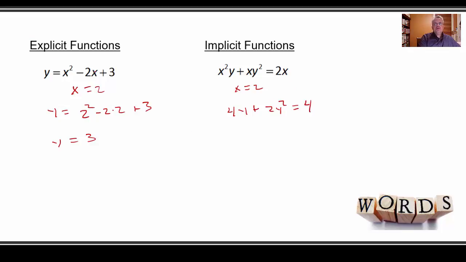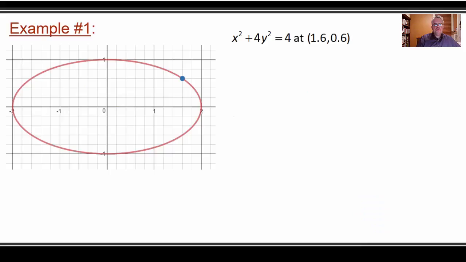Okay, so explicit functions are very nice, right? We can just take the derivative of it. Implicit functions occur in life also, and we have to be able to handle them. So let's do some examples. Here's an example. This is actually an ellipse, and we want to find the derivative at this blue point right there. That point is 1.6 comma 0.6, and we're going to find the derivative there. We can tell it should be negative, right? The slope is going down right there.